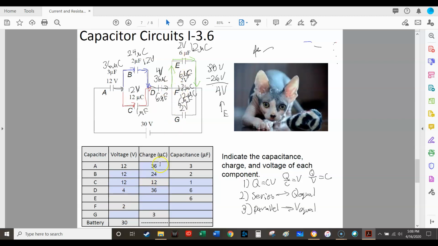E, F, and G are all the same things. They're all going to have 12. That 36 is going to be 12. This should be 12 as well. I don't know why I have a 3 there. I'll fix that. This should be 12. Whoops, this should be 6 microfarads. 6 microfarads. Okay. And this should just be 12.